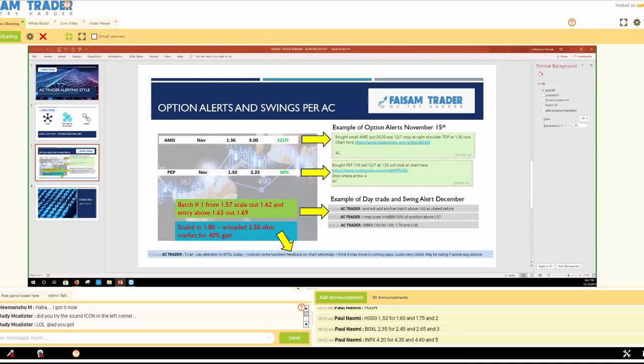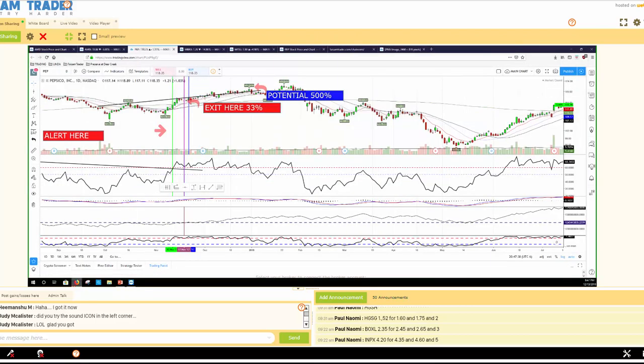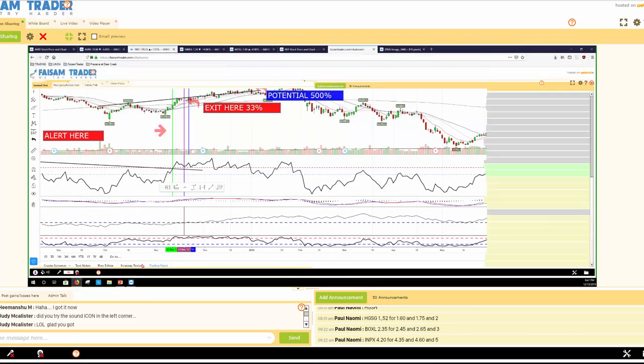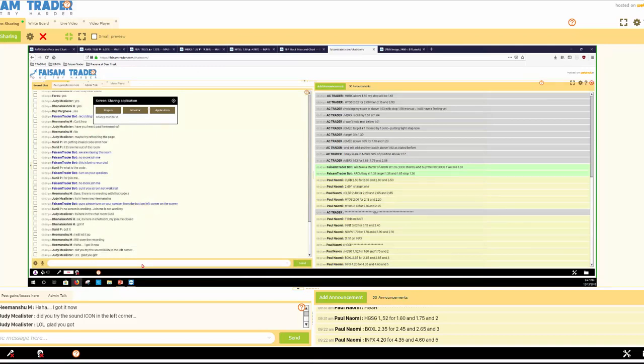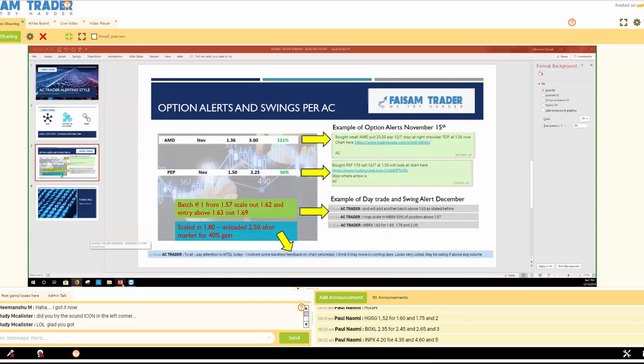Okay, so this is the example of a day trade and swing alert that I have recently alerted. Like I said, I'm going to be dissecting my alerts because we all have different styles, and we all respect each other, and we all trade slightly different. So like I mentioned before, we may use different terminology. So what I did here, AC Trader MBRX 163 for 169, and I was like at 117.